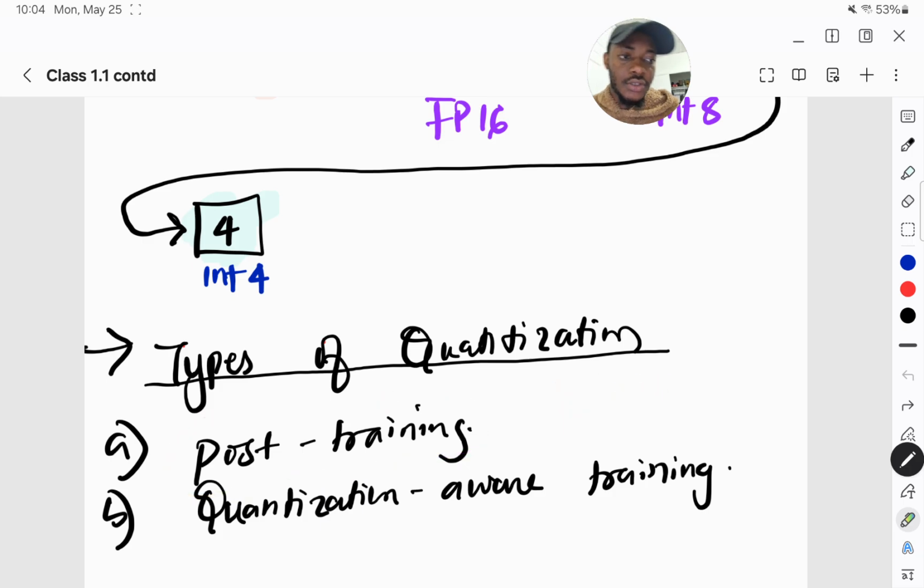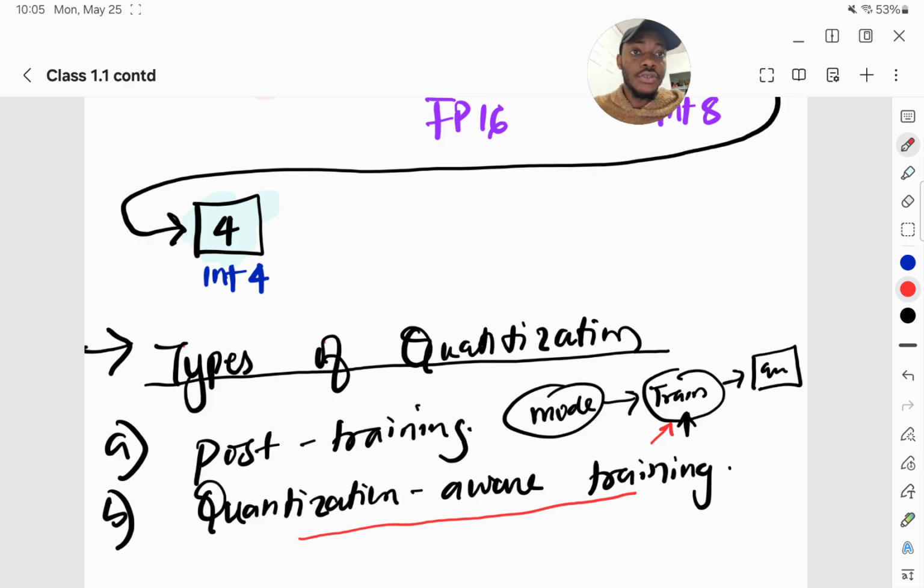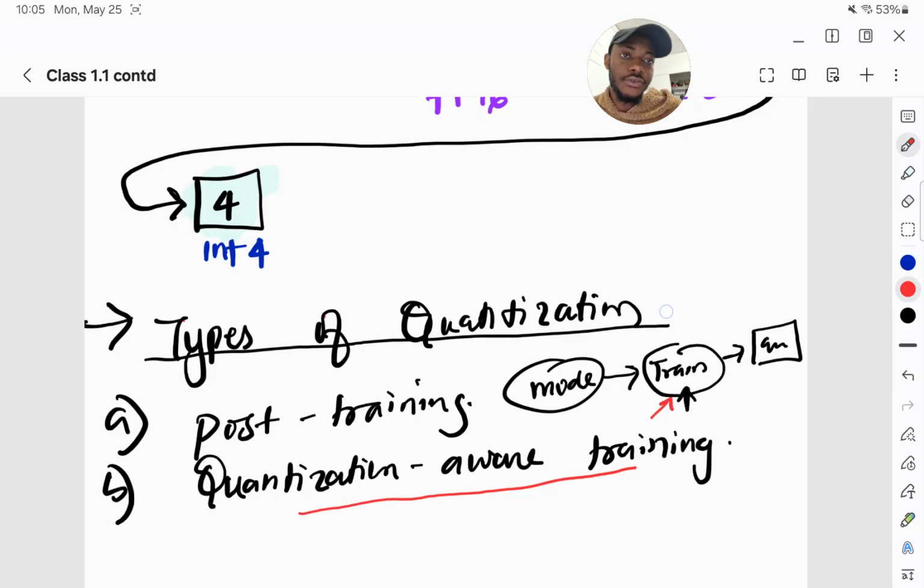Let me start over. So we have model, train, quantize, right? And then for quantization aware training, the core difference is that it happens during the training process. So during the process, you're also reducing the floating point or integer point numbers. Okay, so this is the core difference between post training and quantization aware training.